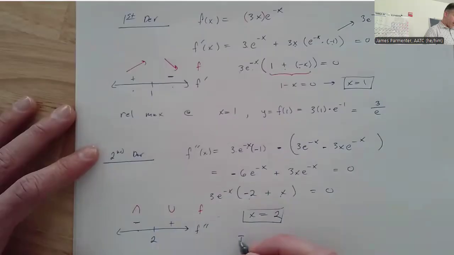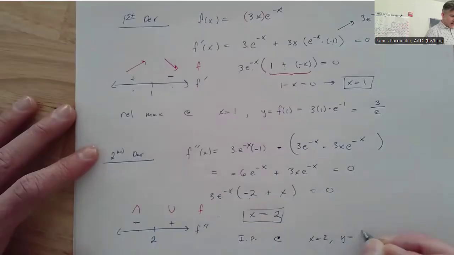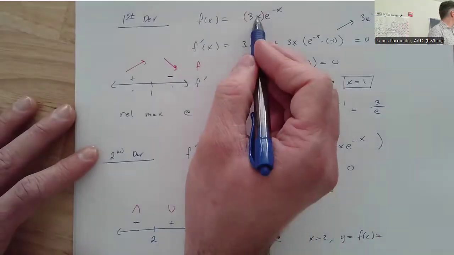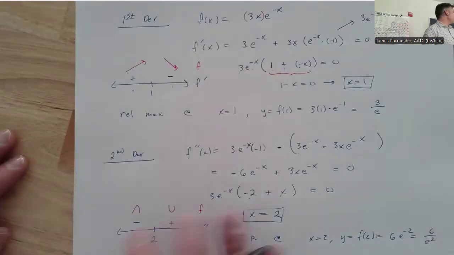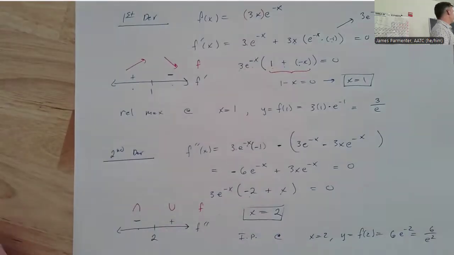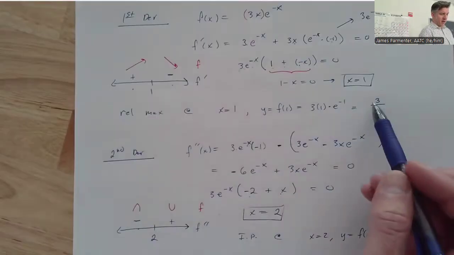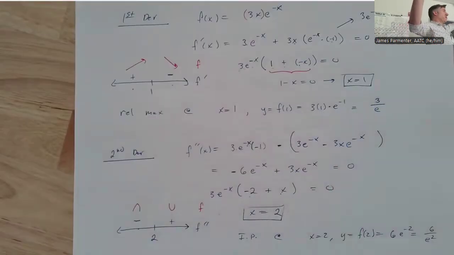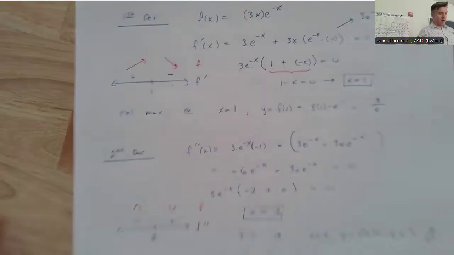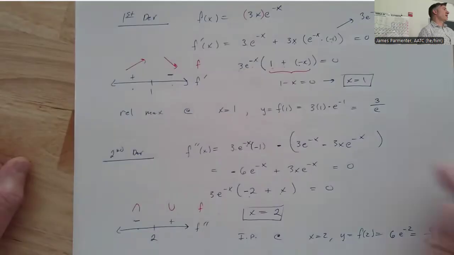So we definitely do have an inflection point at x equal to 2, y equal to f of 2, which is going to be plugging into up here. 3 times 2 is 6 times e to the negative second, or 6 over e squared. I'll remind you that e squared's around 8, so 6 over e squared is a little bit less than 1, which is good because our relative maximum had a y value of a little bit bigger than 1. So anything to either side of that should be having y values that are less than that relative maximum value.